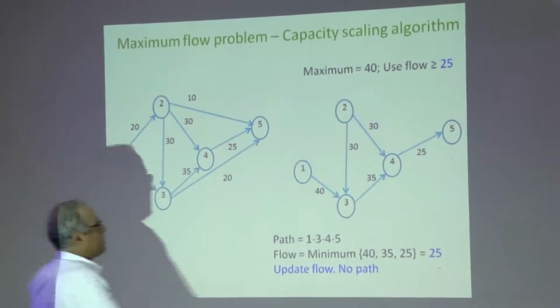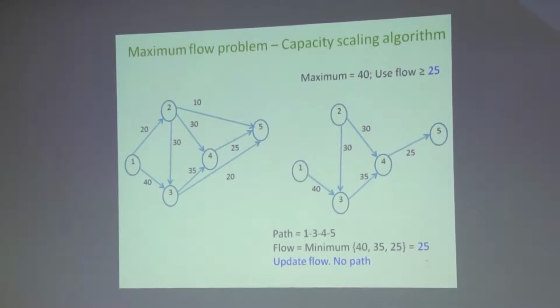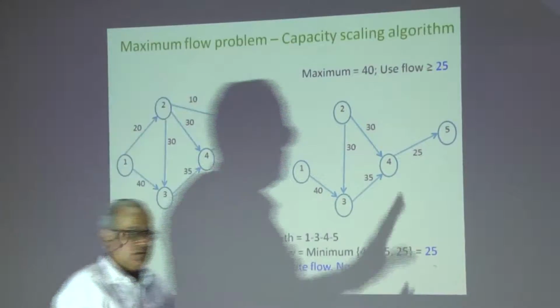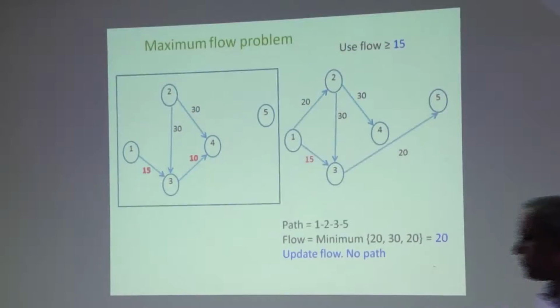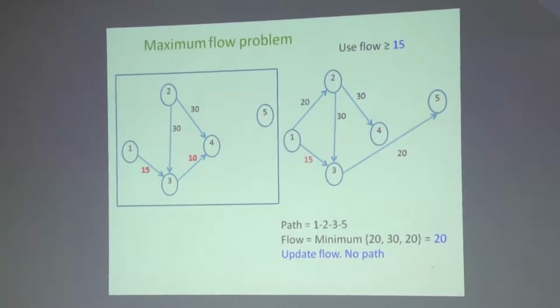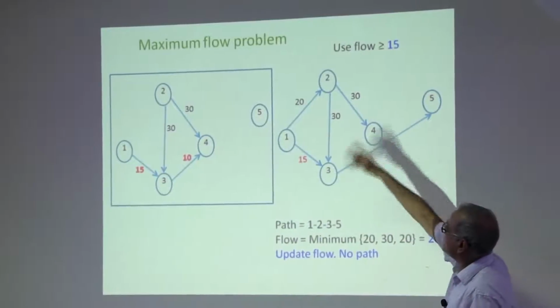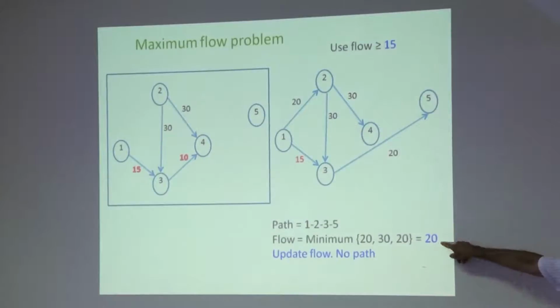Now what is your flow augmenting path? 1, 3, 4, 5. There is only one flow augmenting path, 1, 3, 4, 5 with a capacity of 25. Right now no more path exists, 25. Now use flow greater than or equal to 15. Reduce that capacity. Now use 15 and go back and start doing this. All this is updated, 15, 10, this is knocked off. So all that is updated. So I will have 20 as my flow.